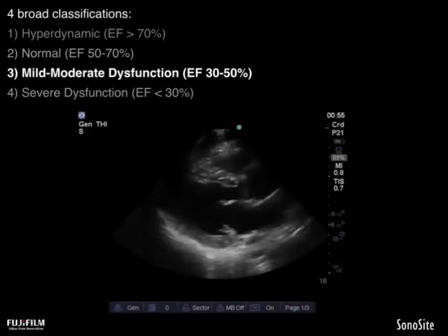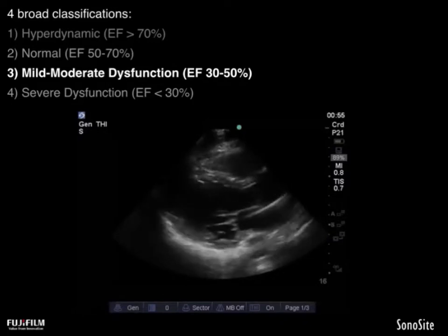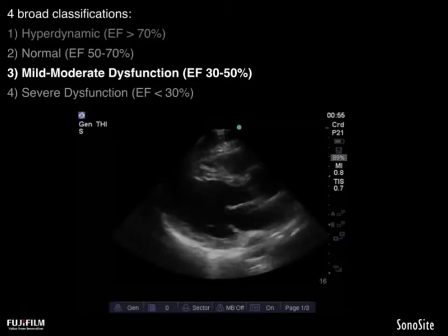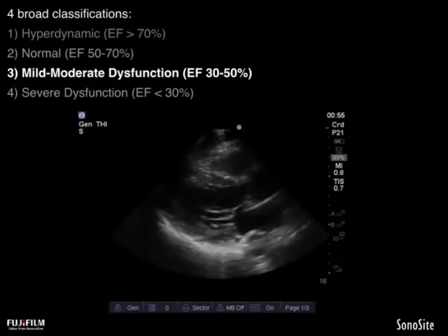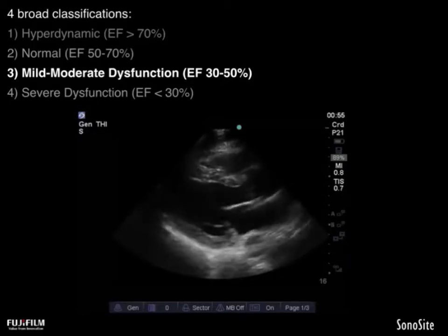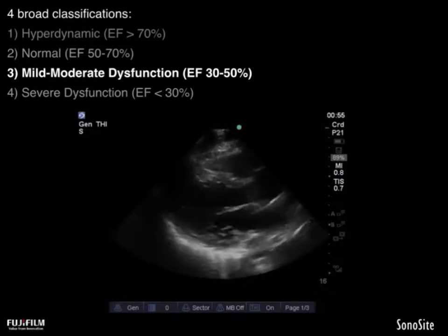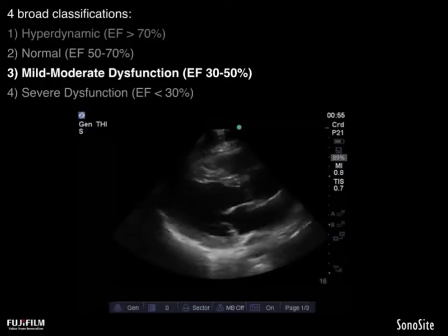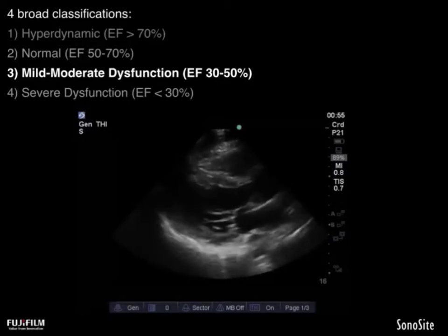Next, we have the mild to moderate dysfunction stage. Now, this is a heart that is impaired in some capacity, but obviously not severely dysfunctional, as we will review in a moment. And we can see that though there is thickening and though there is excursion, it is considerably less than in the normal scenario.